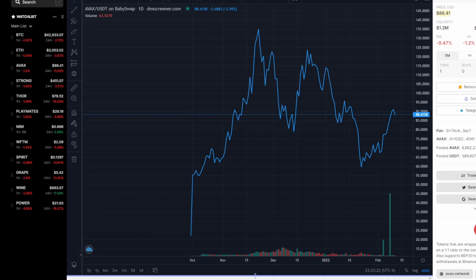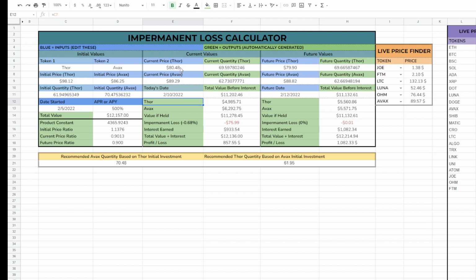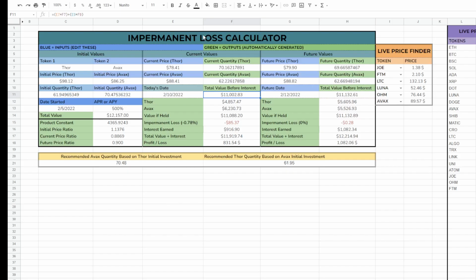Current price of AVAX is $88.41, and the current price of Thor is $78.41. So let's get back over to this calculator, and I'll update these on the fly for you guys real quick. So where are we at? Okay, so definitely the value of my liquidity pool token right now should be around $11,002. We'll just check that real quick. 1135 is close enough.